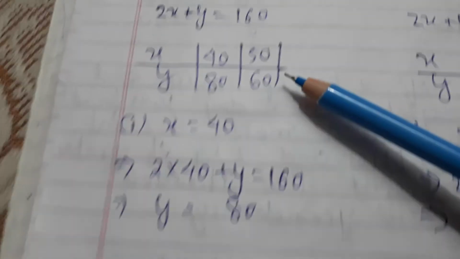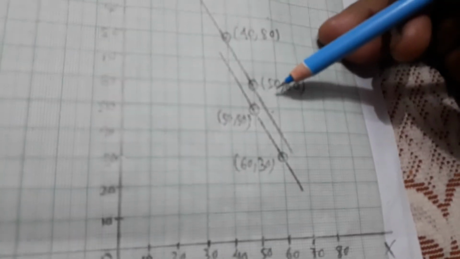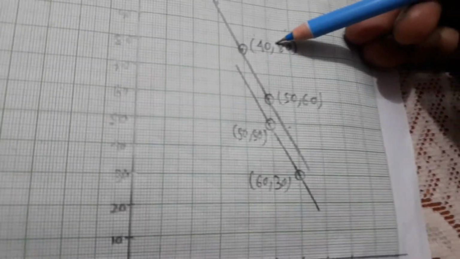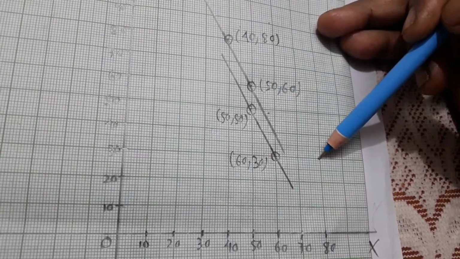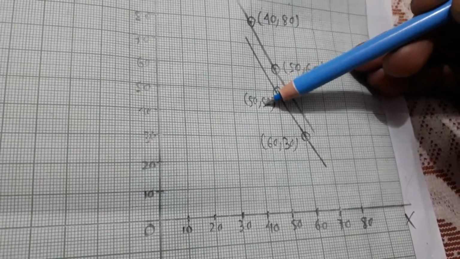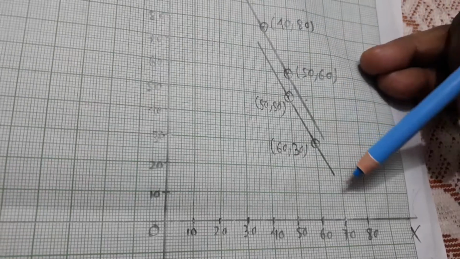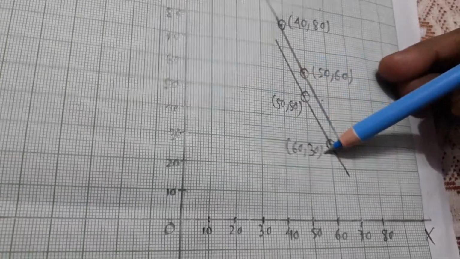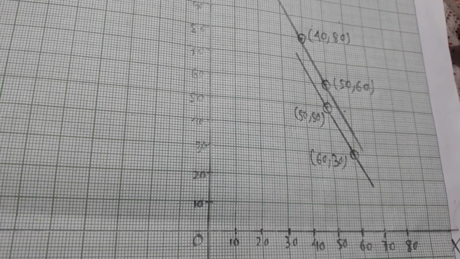Taking the points (40, 80) and (50, 60). So this is (40, 80). Look here, I have written the coordinates also, (40, 80) and (50, 60). You draw the line taking these 2 points. Another is (50, 50) and (60, 30). Look here, I have written the coordinates (50, 50) and (60, 30), and another line is drawn taking these 2 points. So these are the graphical representations. Understand? Okay.